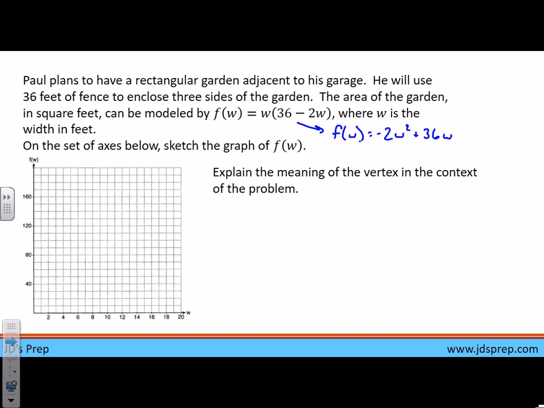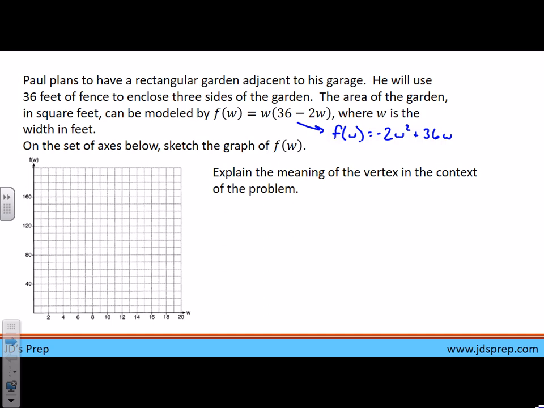With parabolas, if we have 2 points that have the same y value, then the vertex is going to be halfway in between those 2 points. So if I can find 2 points on the graph that have the same y value, I can just go halfway between them in order to find the vertex. Since the function is already factored for us, that becomes a little bit easier by looking for the x-intercepts.